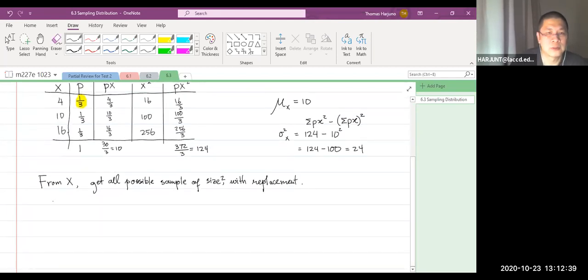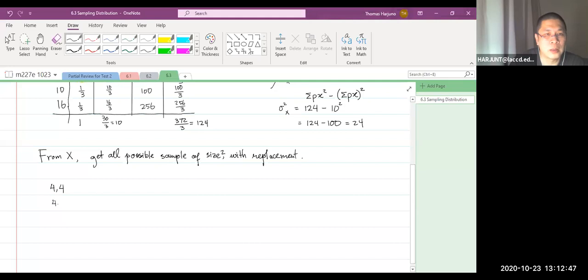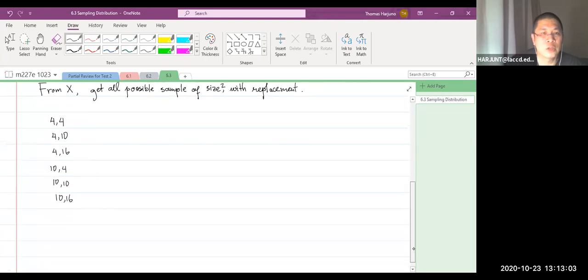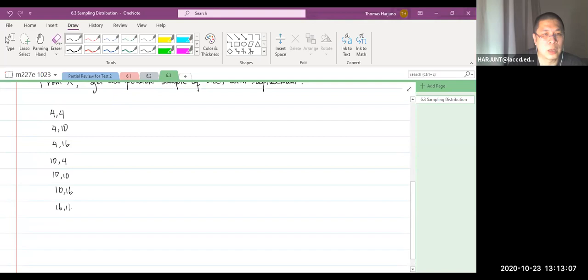So what are the possible outcomes? The possible outcomes are 4 and then 4. That's one possible pair. 4 and then 10, 4 then 16. That's if you get 4 first. If you get 10 first, then it's 10 then 4, 10 then 10, 10 then 16. In total, you will have 9 possible outcomes. Why? Because for the first outcome you have 3 choices, and for the second outcome you have 3 choices too. So these are all possible outcomes of sample of size 2.